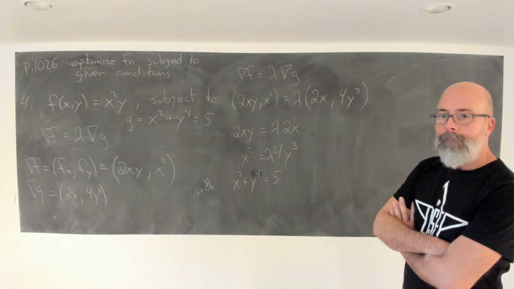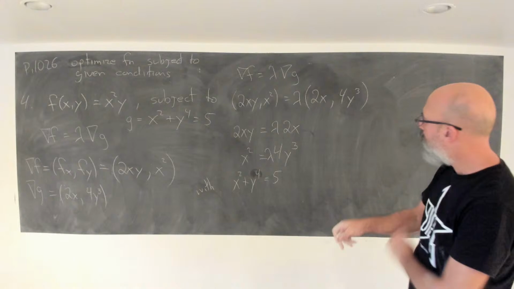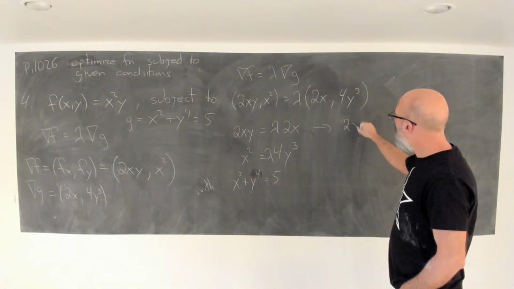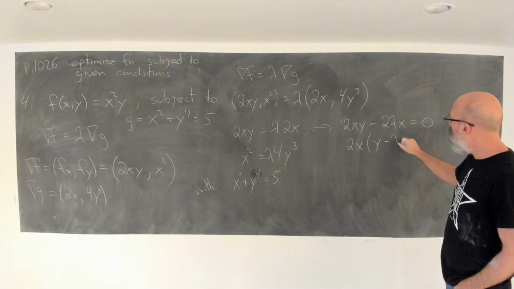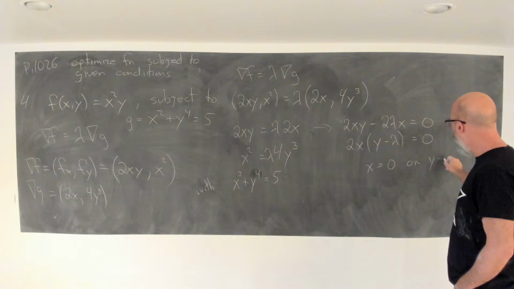Solve however you want. Let's bring this to the other side. So we have 2xy minus 2 lambda x equal to 0. If I factor out a 2x, I'm left with y minus lambda. So we see that x is equal to 0, or y is equal to lambda.